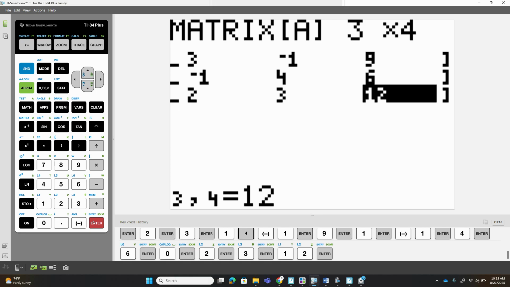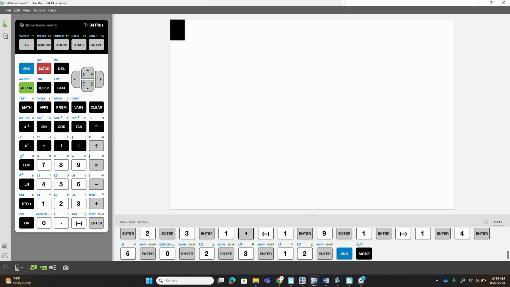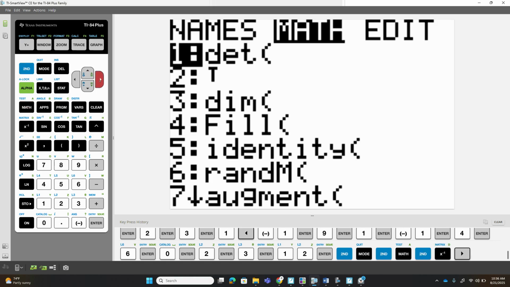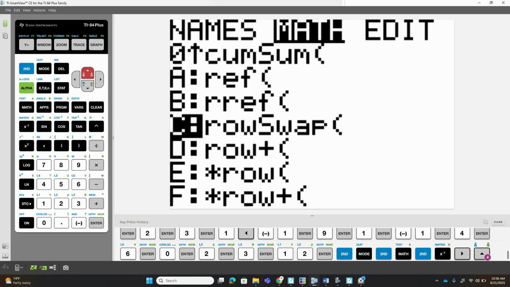What do you do next? Once you have your data in, you've got to second quit to get out of there. Now, we're going to calculate. So you're going to make the machine do reduced row echelon form. It's RREF, not REF. All right. The second matrix. When you go over here to math, you can arrow down or arrow up. Arrow up is shorter to get to RREF. It's the letter B. You will pick RREF.